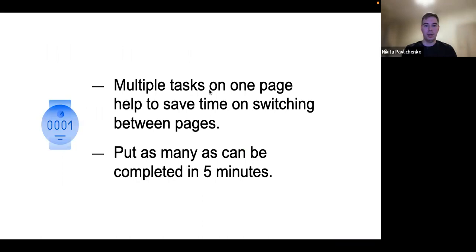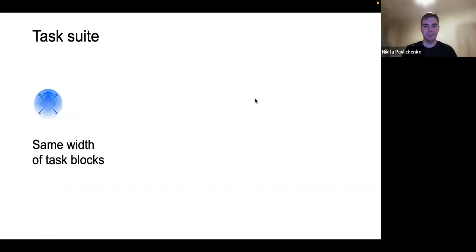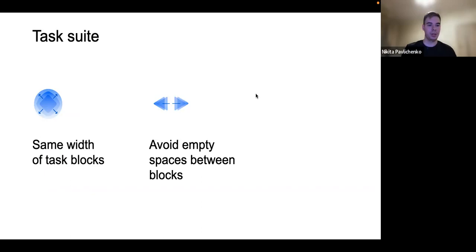Okay, so the good practice is you put multiple tasks on the page to help save time on switching between pages, and put as many tasks that can be done in 5 minutes. So you put all the tasks, you keep the same width between all the tasks, avoid empty spaces, and put 2-3 tasks in a row.